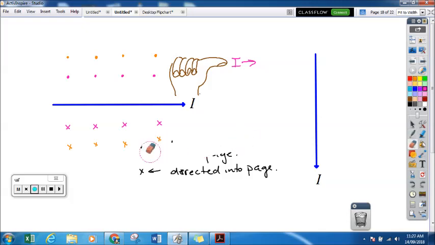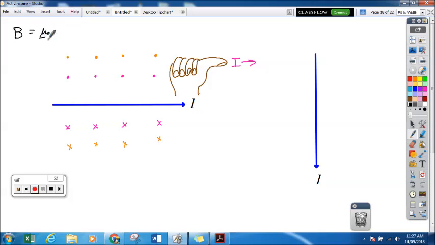And the formula that we are using is B is equal to a constant. Now this constant is mu naught on 2 pi times I on R. So B is proportional to 1 on R. So as we get further and further away, the field strength is going to get less and less. So the field is going to be strong here, close to the wire, and it's going to weaken dramatically as you get further and further away.